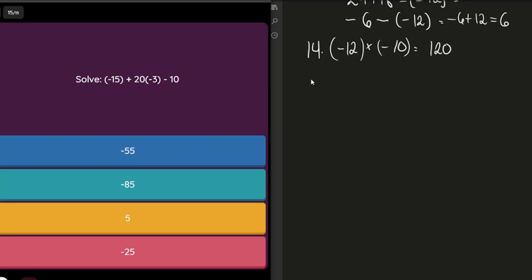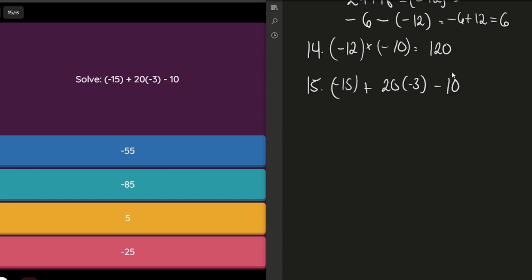Finally, we have question number 15. We have negative 15 plus 20 times negative 3 minus 10. Let's do the multiplication first. Order of operations. We still have negative 15. Positive 20 times negative 3 would give you a negative. 20 times 3 would give you 60.